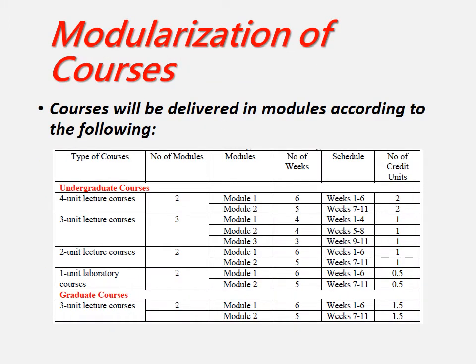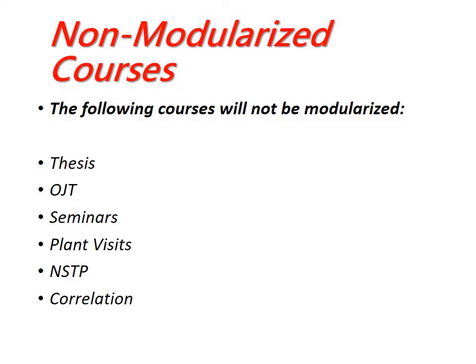Courses will be delivered in modules where 4-unit lecture courses and 2-unit lecture courses will have 2 modules. 3-unit lecture courses will have 3 modules, and 1-unit laboratory course will have 2 modules. Graduate courses will also have 3-unit lecture courses. A few courses will be exempted from the modularized system, such as theses, OJT, seminars, plant visits, NSTP, and correlation.